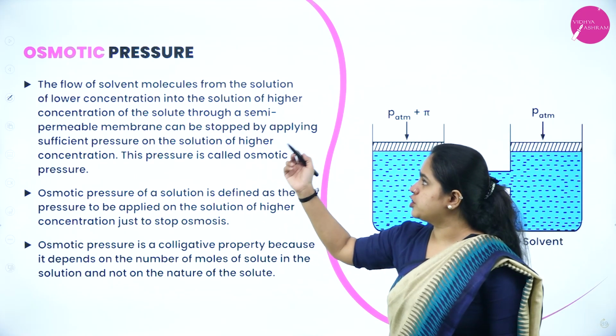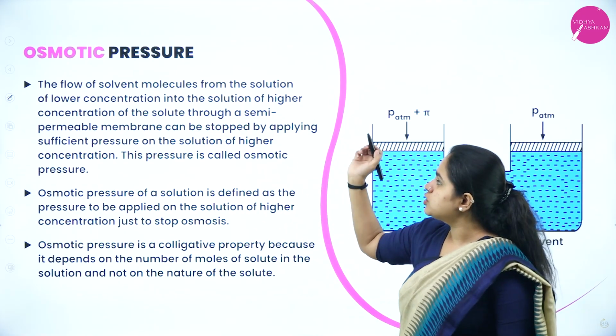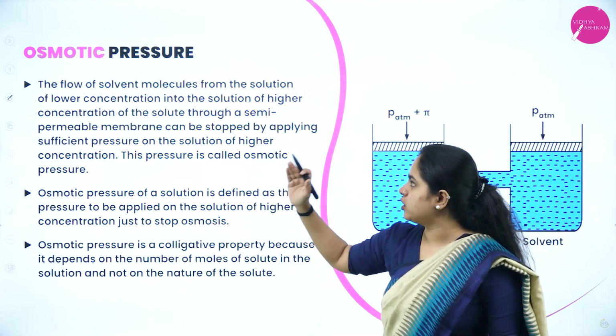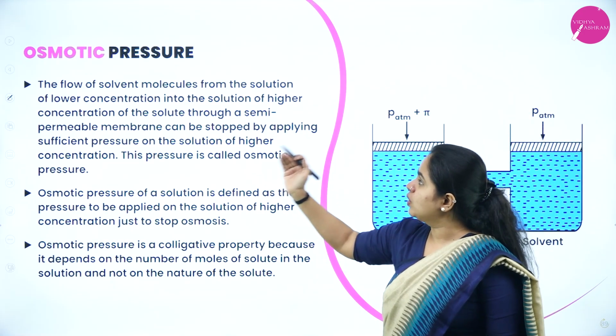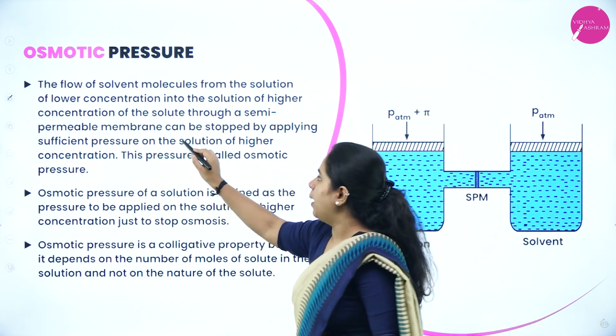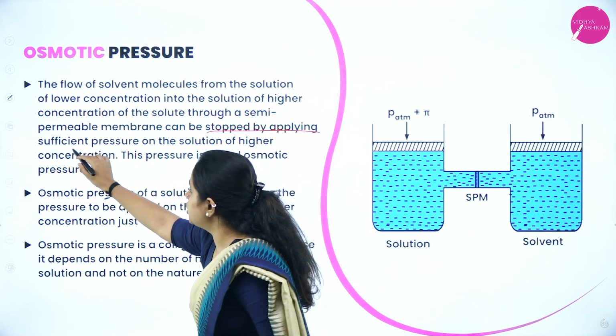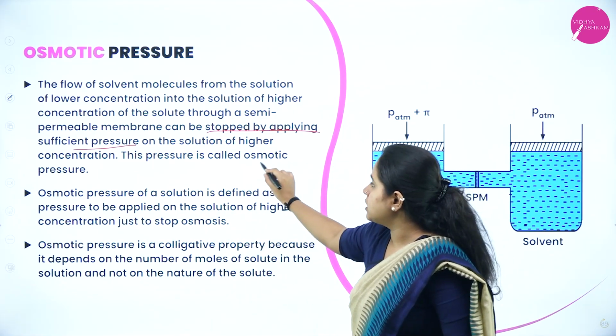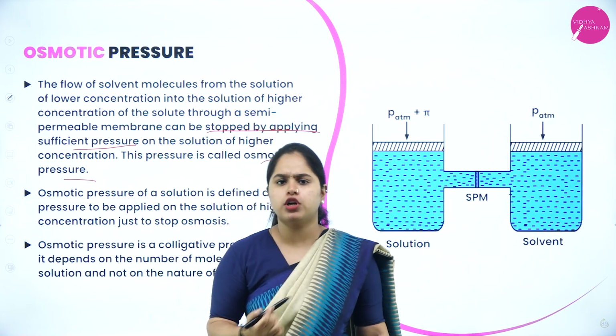The flow of solvent molecules from the solution of lower concentration into the solution of higher concentration of solute through a semi-permeable membrane can be stopped by applying a sufficient pressure on the solution of higher concentration, and this pressure is called osmotic pressure.